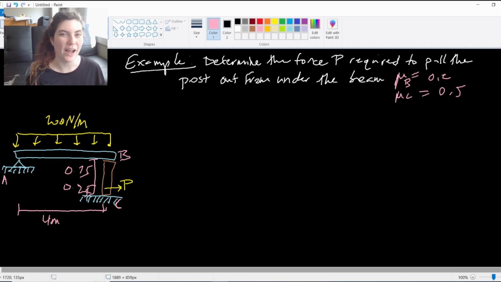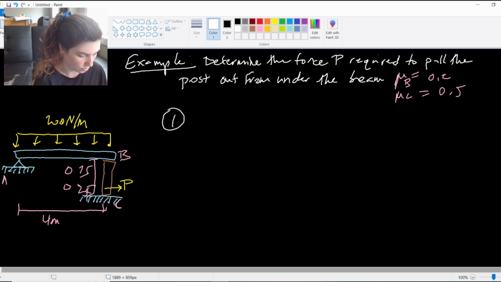So we want to find out how much force exactly is it going to take to yoink this post out from underneath the beam. And there are really a few conditions that might be met to see this. One condition that could be met is, if we look at our post, let's go ahead and break out a free body diagram for the post first. And then we'll talk about these three conditions.